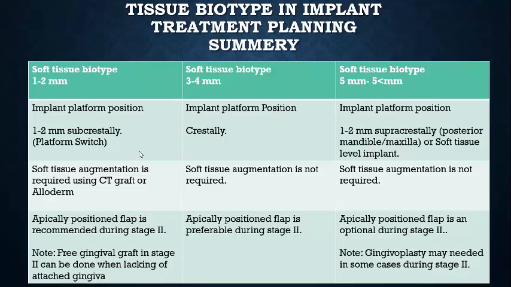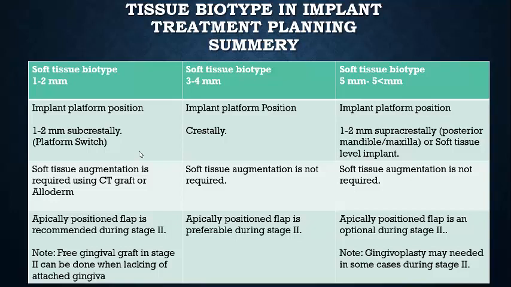And when we do stage 2 and expose the implant, using an apical positioned flap is recommended. However, a regional graft in stage 2 can be done when there is a lack of attached tissue. As I showed you before during this presentation, when we don't have good crestal tissue, we can do a free gingival graft at stage 2 instead of an apical positioned flap.